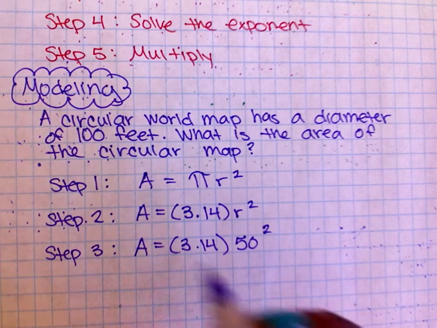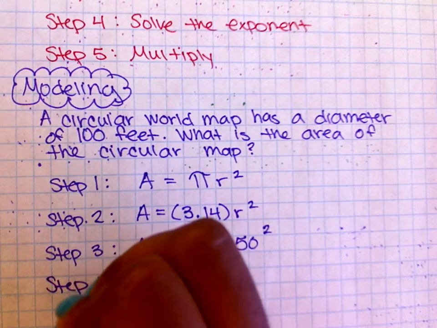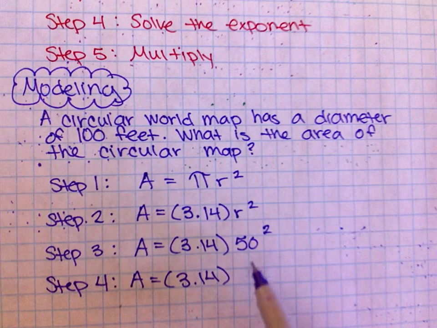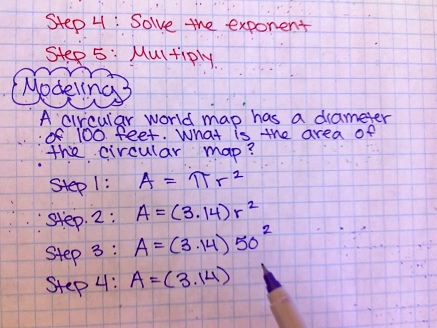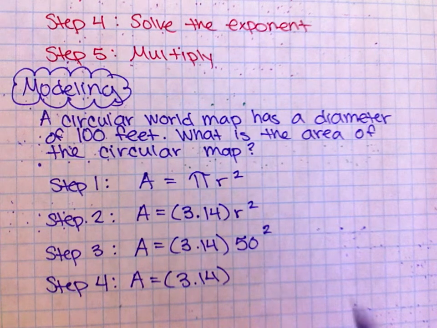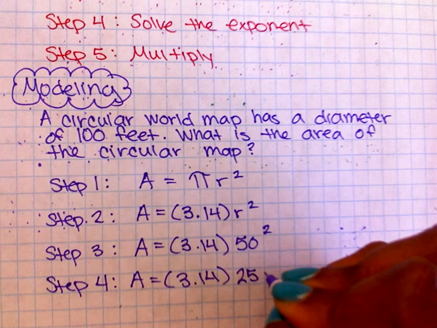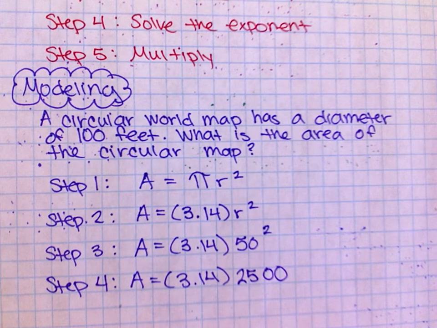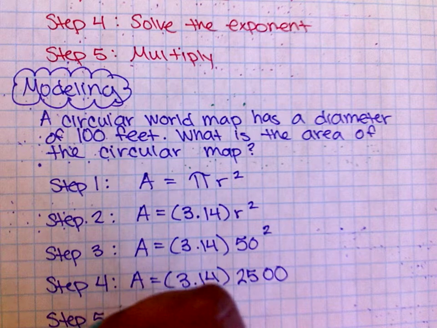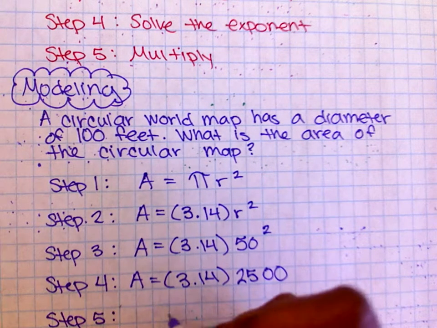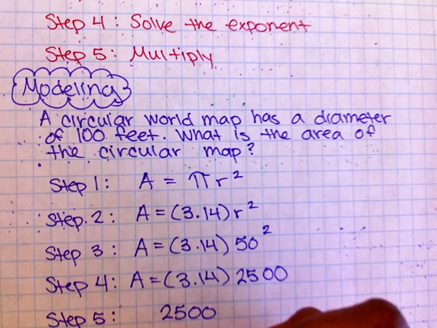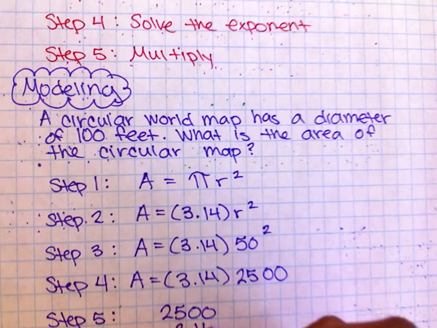Okay. Step 4, solve for the exponent. So I write 3.14. I have to solve for the exponent. It's not 50 times 2. It's 50 squared, so it's 50 times 50. 50 times 50 is 2,500. And then lastly, step 5 is I'm going to multiply 2,500 times 3.14.